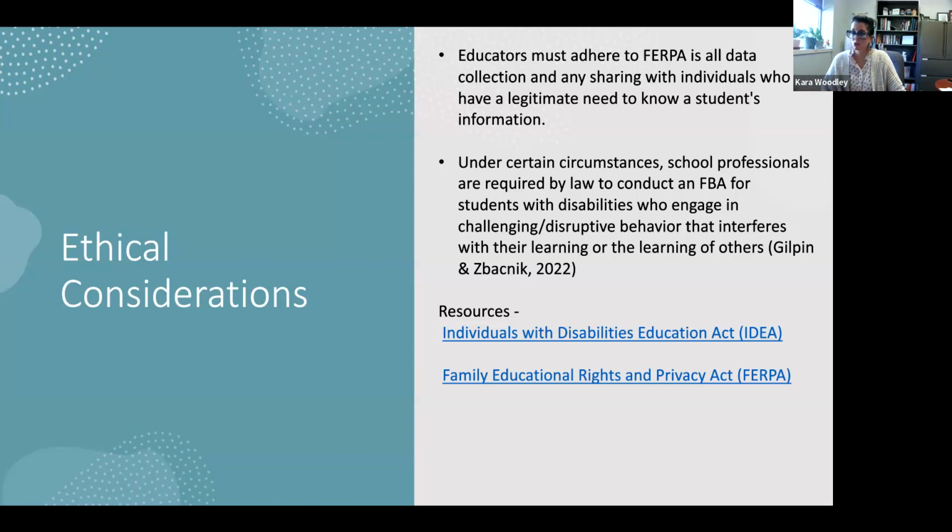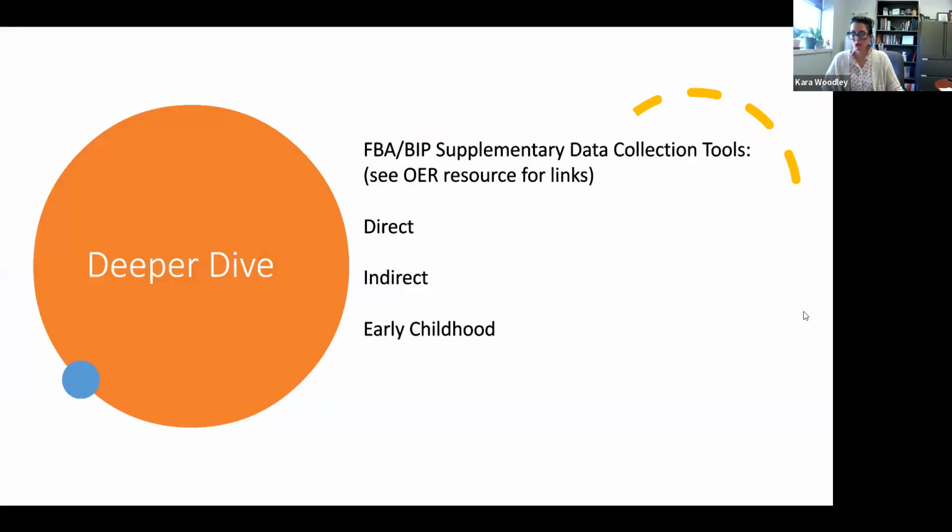Under certain circumstances, school professionals are required by law to conduct an FBA for students with disabilities who engage in challenging and disrupting behavior that interferes with their learning or the learning of others. Your school psychologist might be able to give you more information about which students are required to have that. I worked in districts where the rules were different depending on the student's needs, so just be aware and know who to ask. I've also put the resources for the general IDEA, Individuals with Disabilities Education Act, there as well, so you can take a deeper dive as we finish.